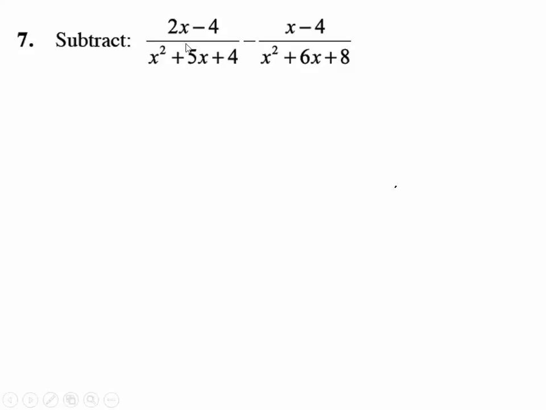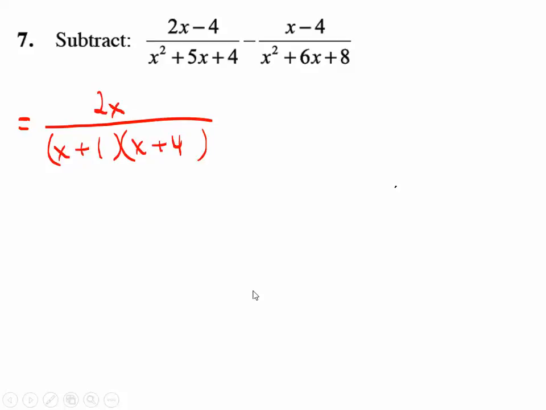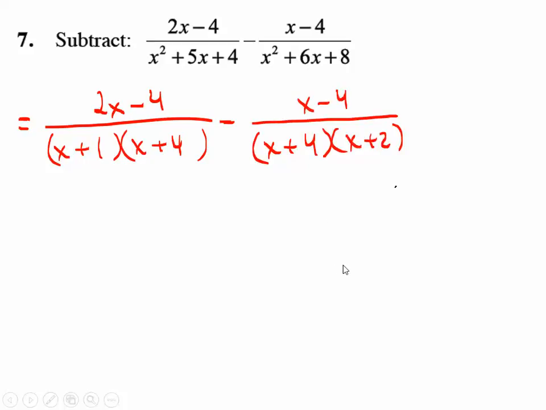So looking at this problem here, yes, you do have to factor these denominators down to their prime factors as much as you can. So 2 numbers multiplied to 4, add to 5. I'll go with that, 4 and 1. The 2x minus 4 stays the same, no changes there. And again, for this one, factoring it down, 2 numbers multiplied to 8, add to 6. 4 and 2, I agree. And x minus 4 stays on top.